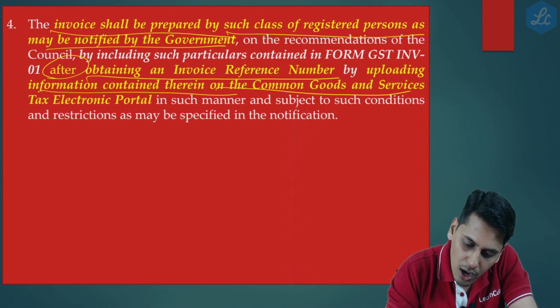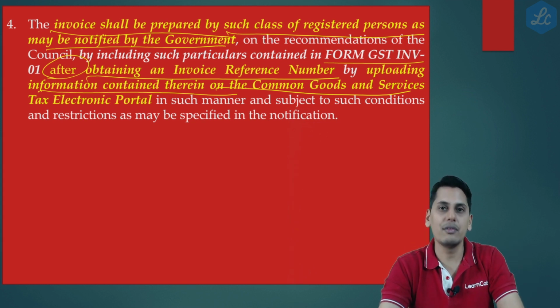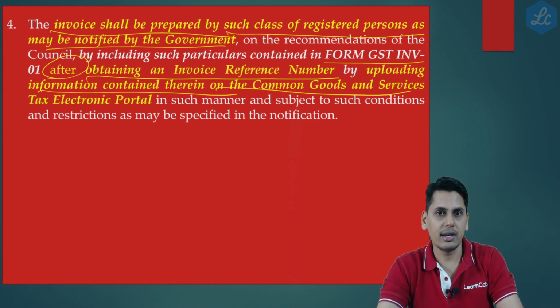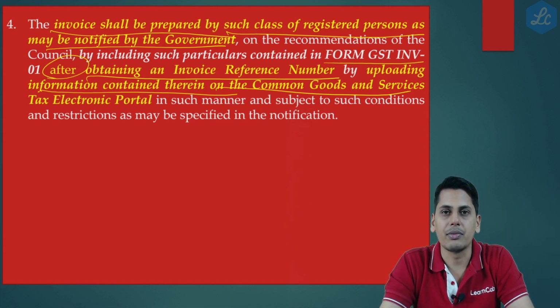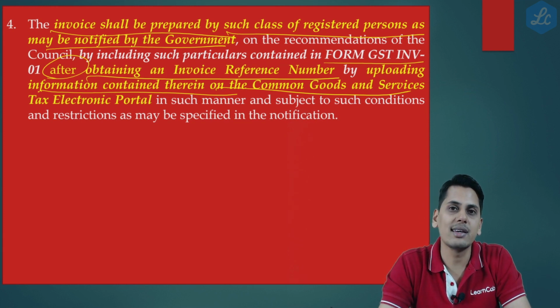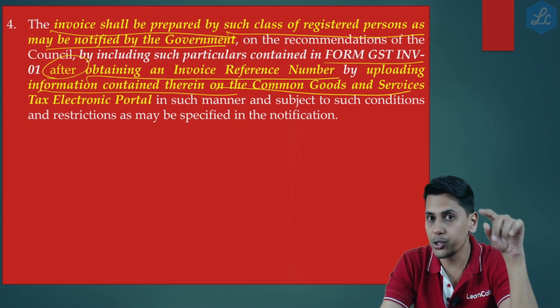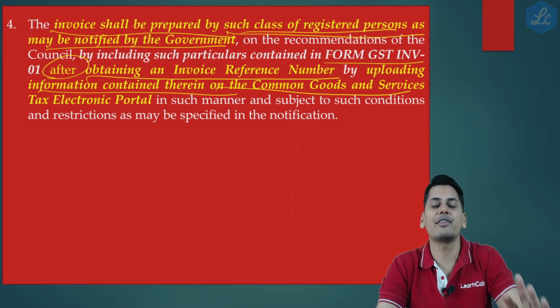So friends, there is a form called form GST INV01. Form GST INV01. This form needs to be filled. The particulars which are there needs to be given, and it needs to be uploaded to the common portal. The common portal in turn would give you an invoice reference number. Now friends, who should do this? This should be done by a class of registered persons who are notified by the government.